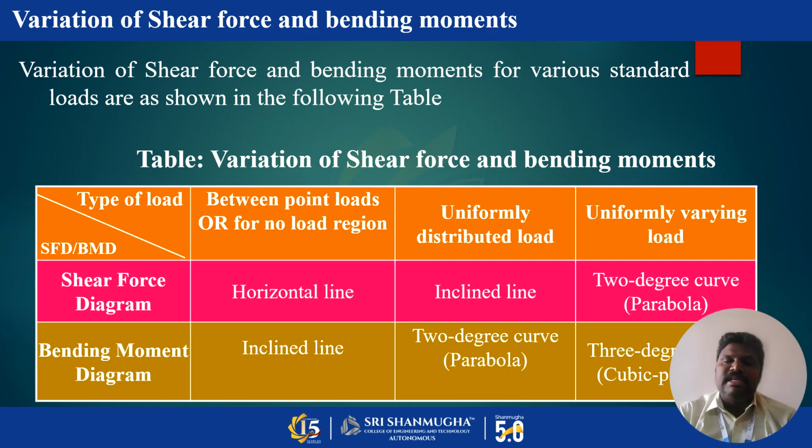If it is a triangular load, that is a uniformly varying load, a parabolic curve will occur. In the case of the bending moment diagram, when a point load or concentrated load is acting between the span, the bending moment diagram will be an inclined, sloped straight line. For uniformly distributed load, it's a parabolic curve. For uniformly varying load, it should be a cubic parabolic curve. With respect to these variations of shear force and bending moment, we can draw the shear force and bending moment diagrams.